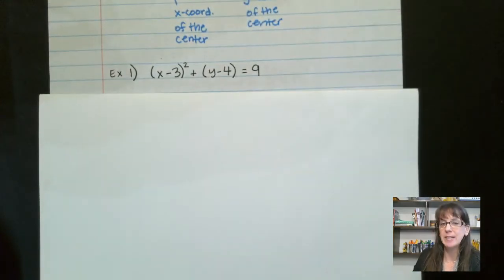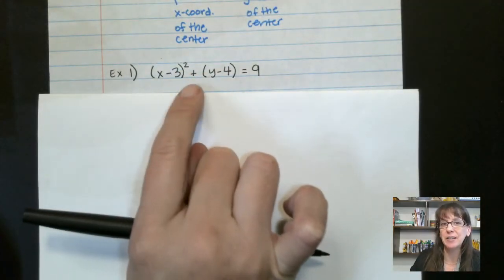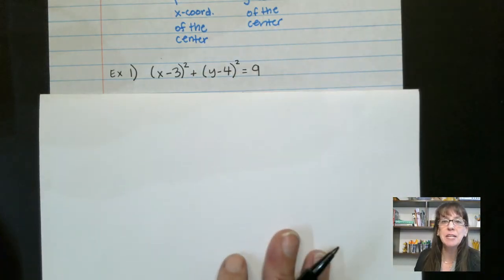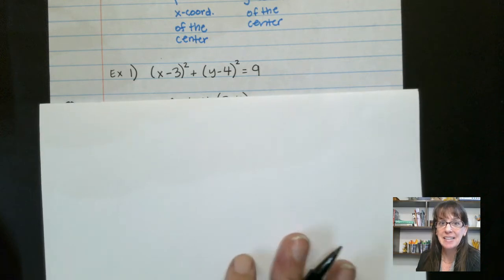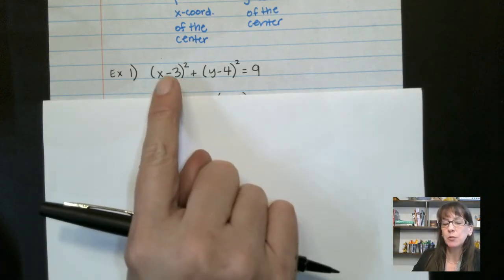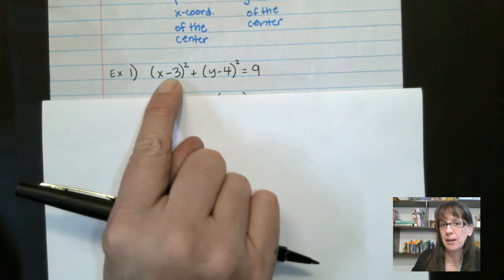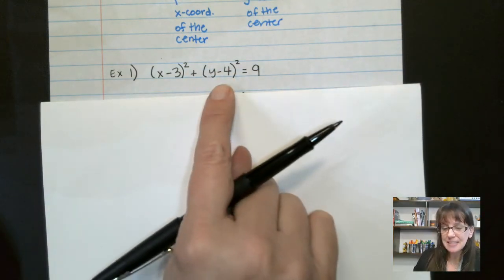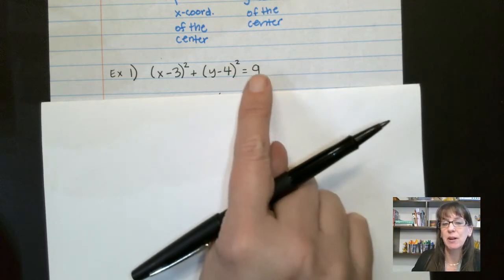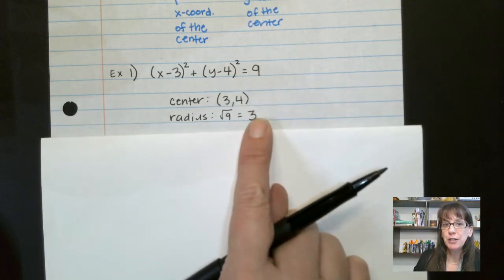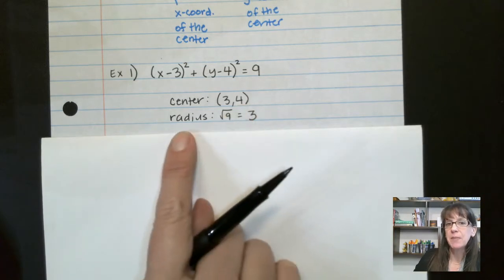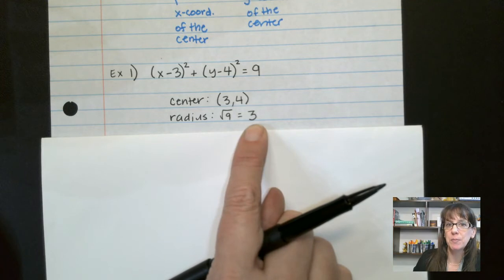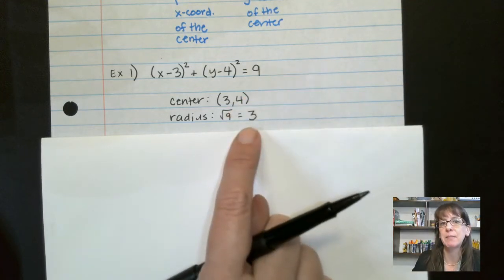For example, number 1, if we are given (x minus 3) squared plus (y minus 4) squared equals 9, I want you to name the center and the radius. So the first thing we would do is look at the center. We do the opposite of this guy, so we're going to say positive 3 and positive 4. Then the next thing we want to do for our radius, remember it's whatever this is squared. So our center is 3, 4. Our radius, take whatever this is and put a square root over it so that you remember, oh, I have to square root that in order to get my radius.